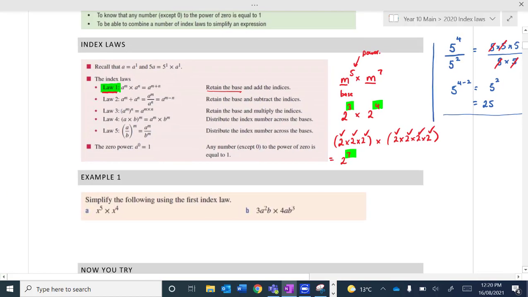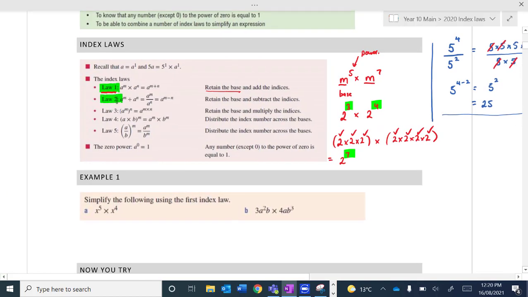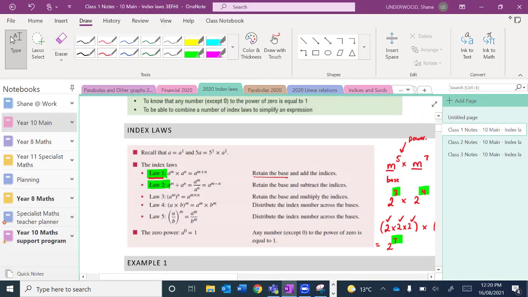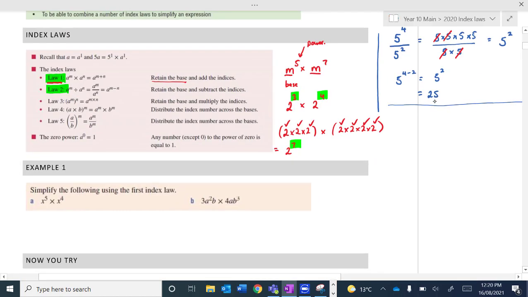We've got the inside bracket law, where we retain the base and multiply the indices. Let's have a look at that one. Let's do 2 squared to the power of 3. Well, first of all, 2 squared is 2 times 2, isn't it? And to the power of 3 means we're multiplying it by itself 3 times. So we could go times 2 times 2 times 2 times 2.